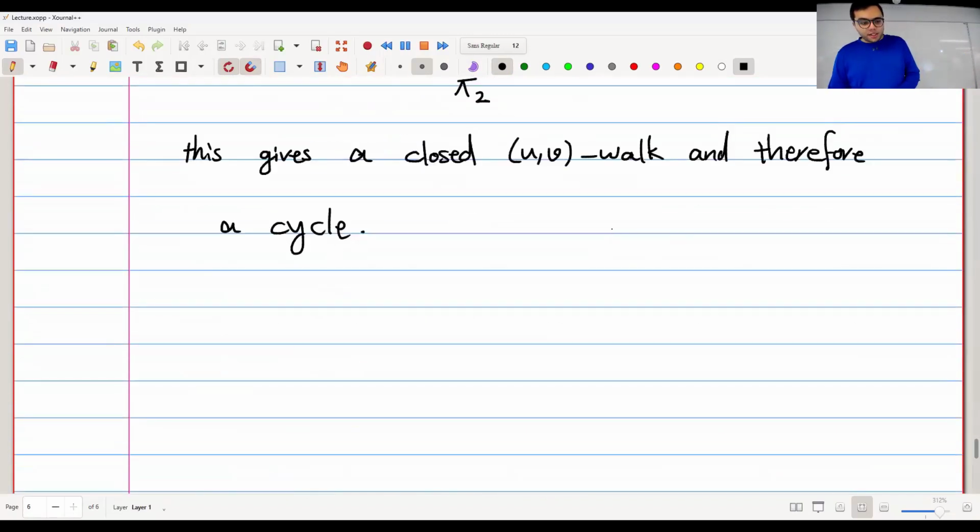So suppose that there is a unique path between every pair of vertices. I want to prove that my graph is a tree. First of all, my graph is connected. Because from every vertex U to every vertex V, there is a unique path, so there is a path. So it's connected. Okay. So G is connected.